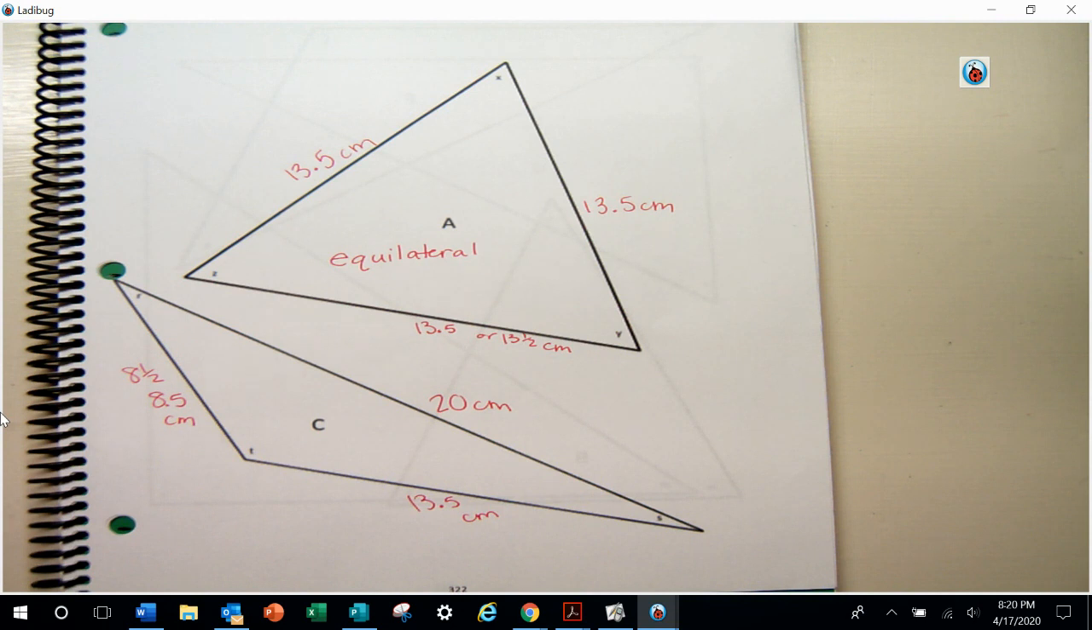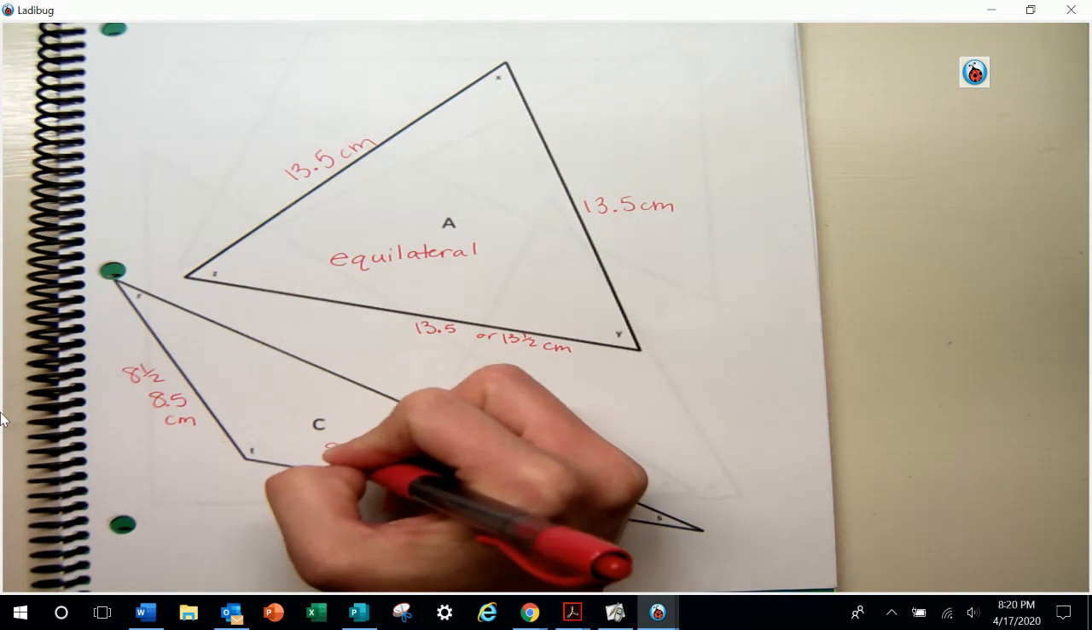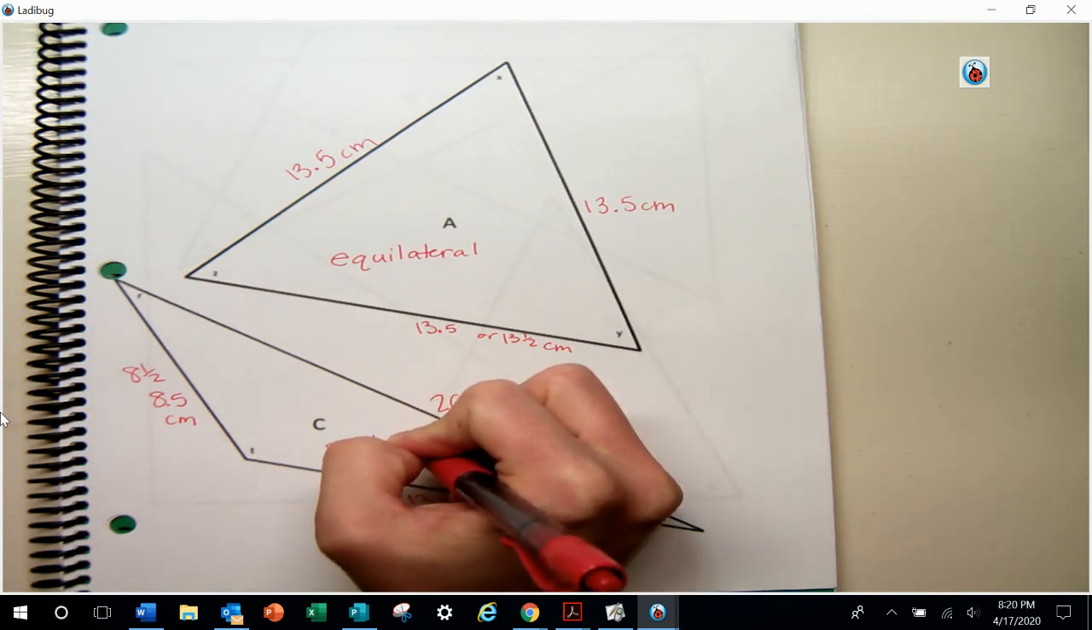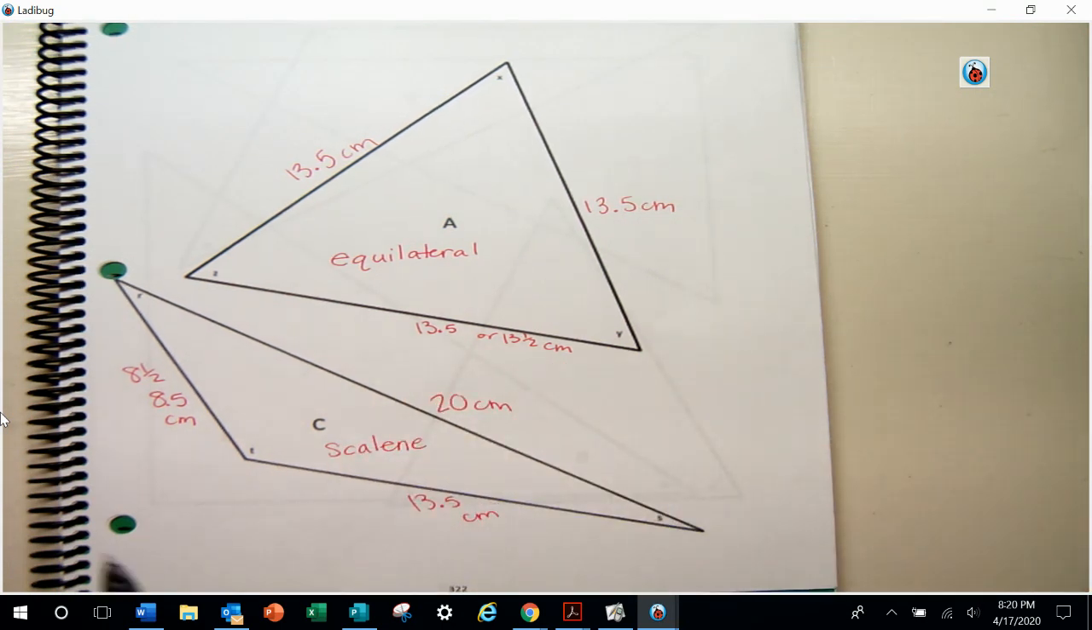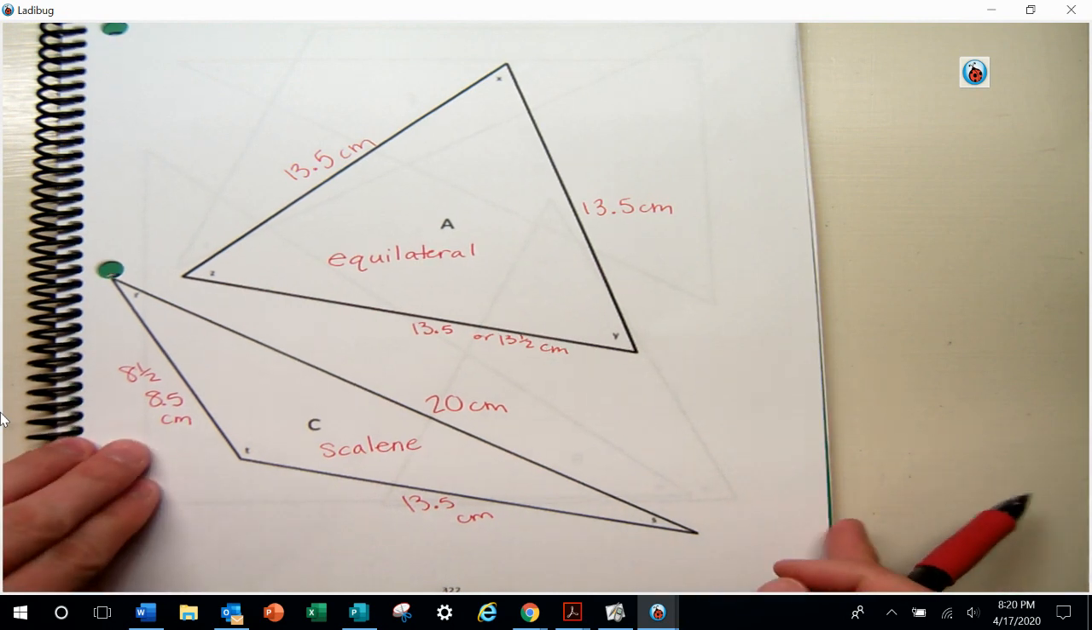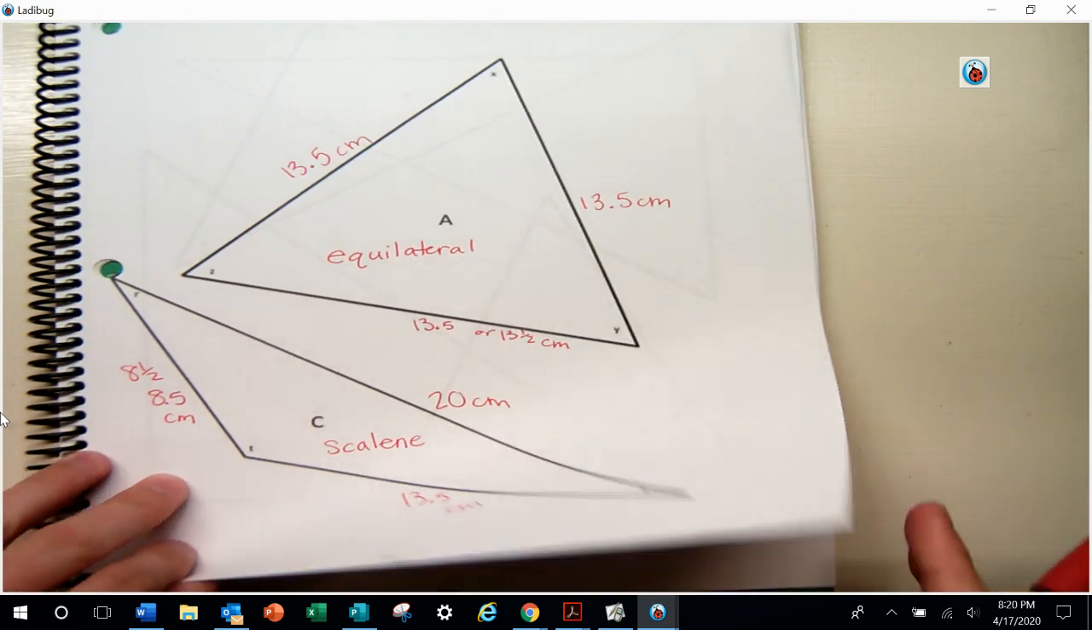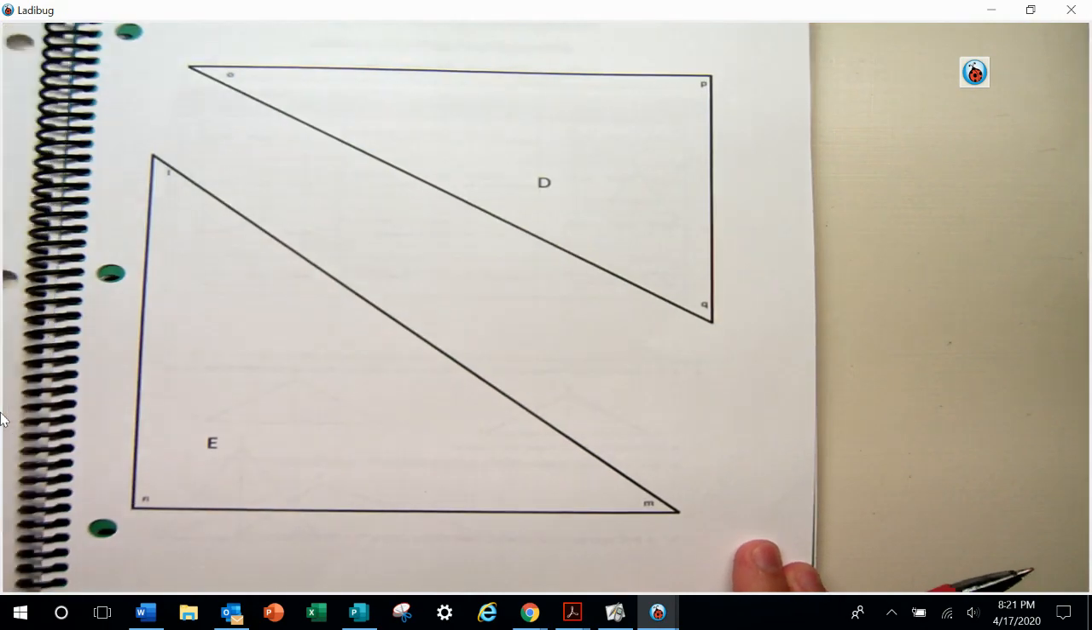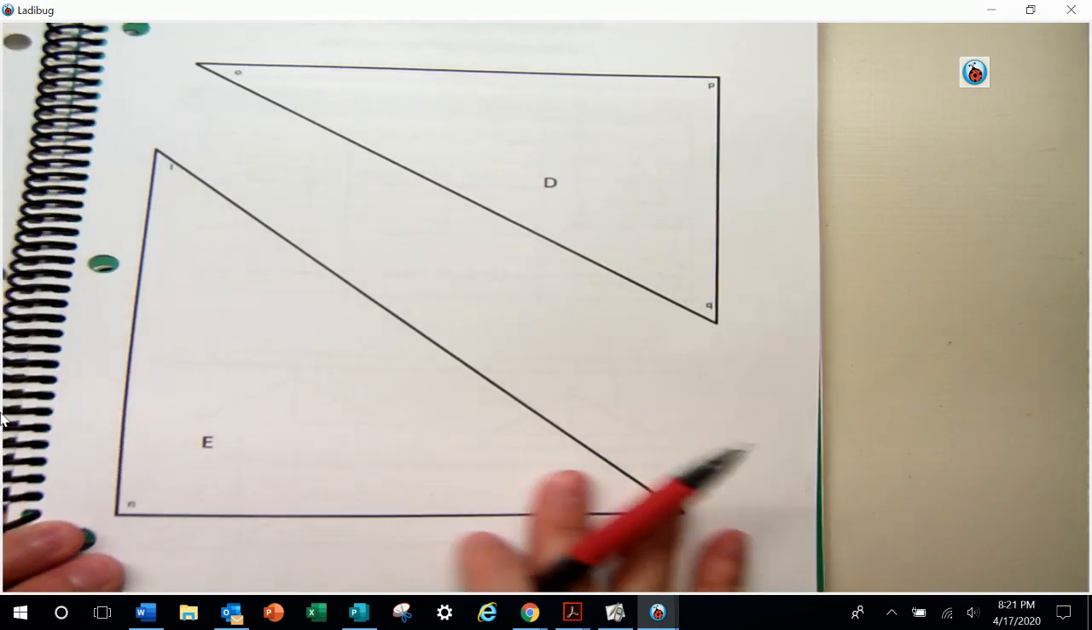Equilateral, all sides are equal. Scalene, none of the sides are equal. Isosceles, 2 of the sides are equal. So looking at this one, how would you classify this triangle? This triangle is a scalene triangle. Notice how it kind of looks like it's leaning. Okay, let's go ahead and turn because there's more triangles.